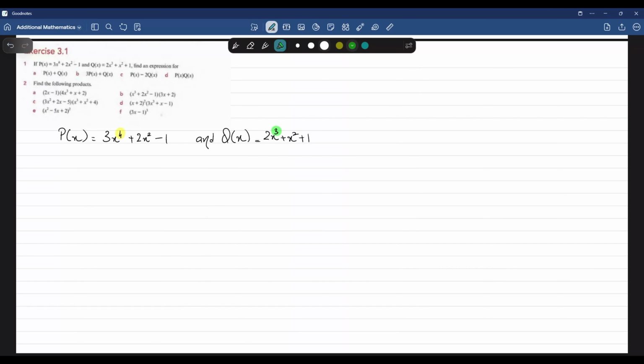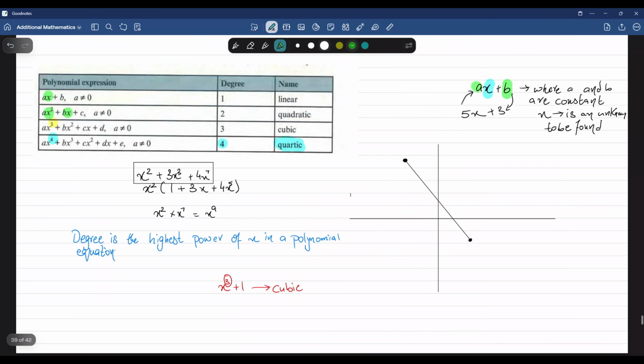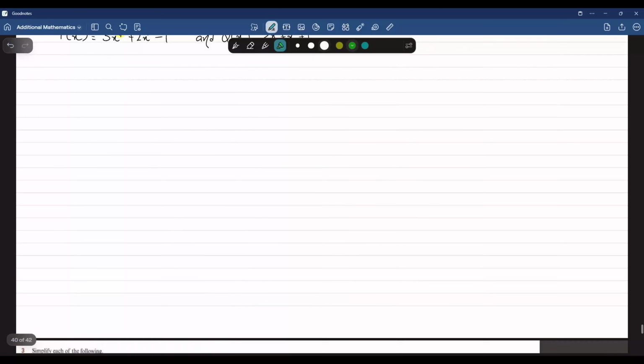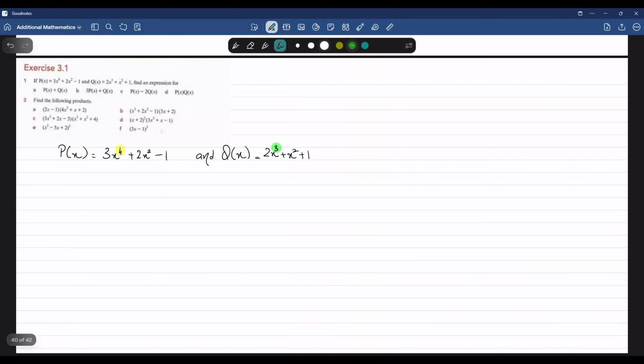And if we were to go up here, so what were the 4 and 3? Quartic and cubic equations. So as you can see, we can clearly say that this is a quartic equation, and this is a cubic equation. So we have two expressions.